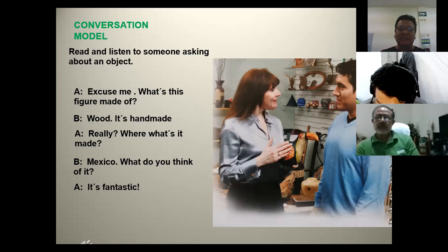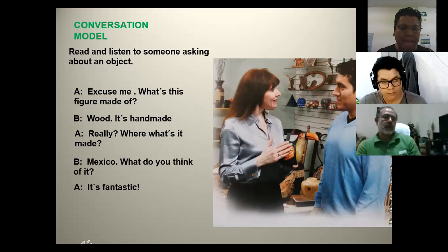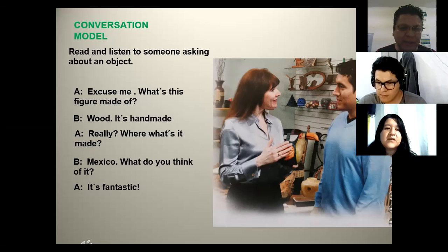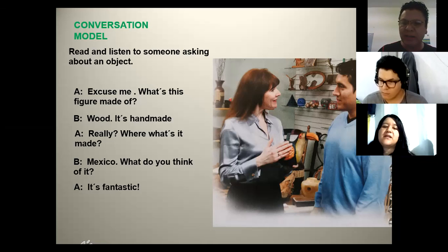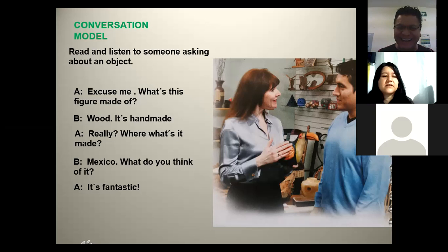Can you interpret this conversation? Diana. Is Diana not here? Yes, I'm here. I'm sorry. The woman is asking for the material of the figure. Yes, Diana, but you're going to read what the woman says. Letter A.